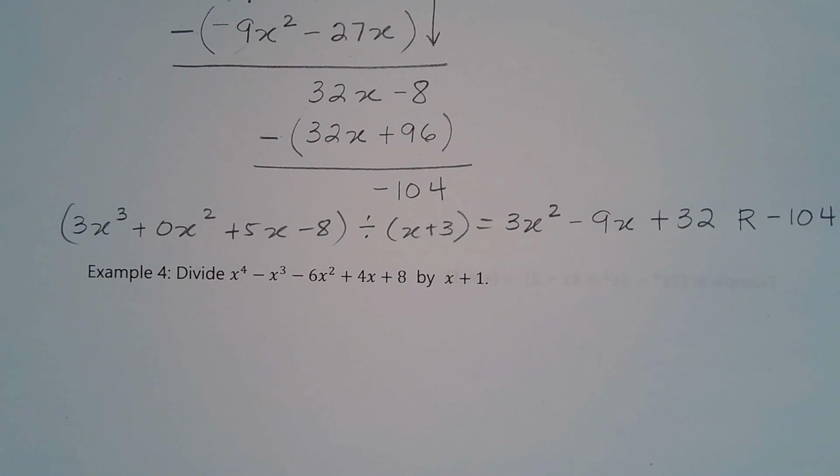If it's a remainder 0, you can just put remainder 0 or you can just leave it out. That's a good question.